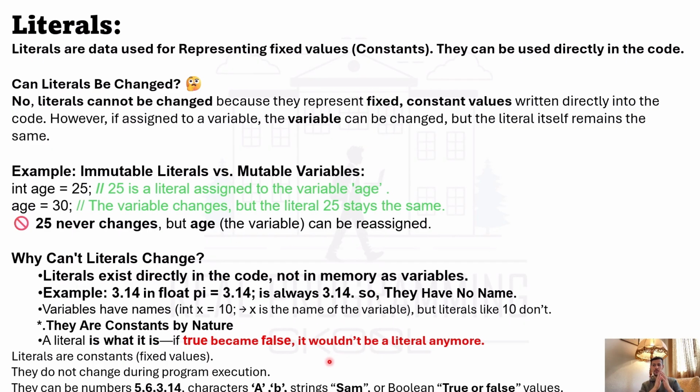All right. Do we have many kinds of literals or just numbers? We have many. They can be numbers like 5, 6, 3.14. All of these are literals. They could be characters A, B, C. All of these are literals. Strings like my name, Sam. It's Sam, I cannot change it. It's a string, right? Booleans, true and false. All of these are literals.